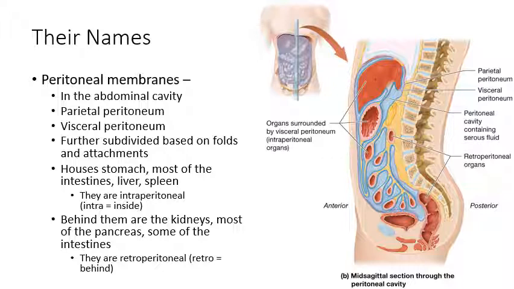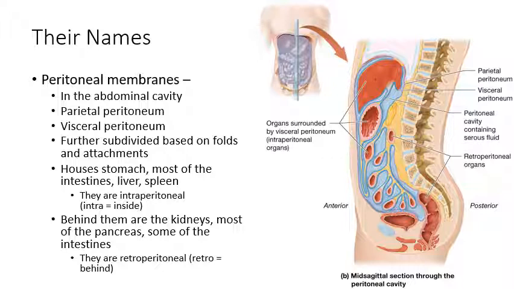You also have a few organs that are not enclosed by the peritoneal membrane, but instead they're sitting behind it or posterior to it. Those are called the retroperitoneal organs, and they would include the kidneys, most of the pancreas, and some of the intestines, especially some of the large intestine. Retro just means behind, so retroperitoneal is the organs behind the peritoneal membrane.